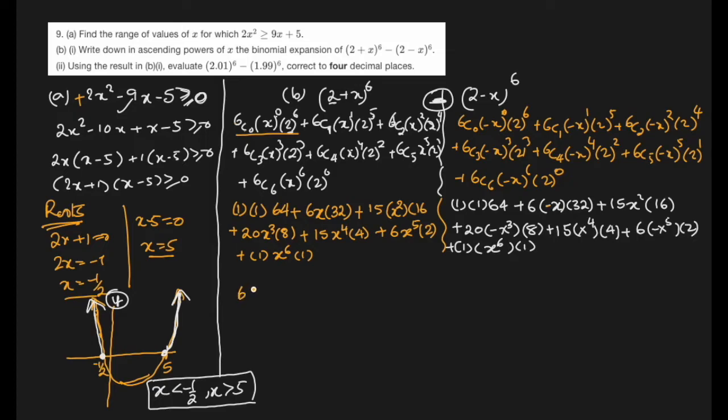So this becomes 64, this becomes 32 times 6, which is 192x. 15 times 16 will be 240. Okay, then we have this 20 times 8, 160. 15 times 4 is 60. Plus 6 times 2, 12. Plus x to the power 6. This is in ascending powers of x.